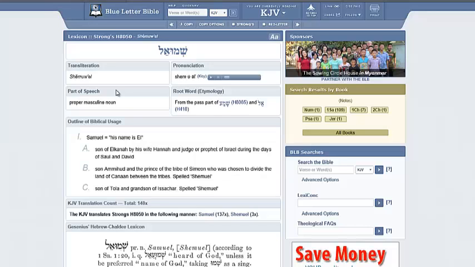Okay, and this is what's happening in the scriptures. So he wants to know what's going on with Hannah, because she's all down and out. Okay, go ahead. So Hannah rose up after they had eaten in Shiloh, and after they had drunken.